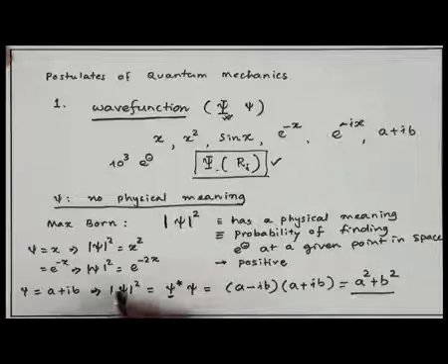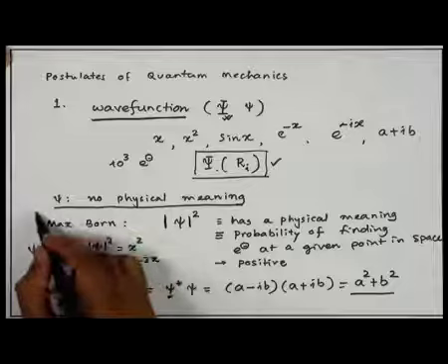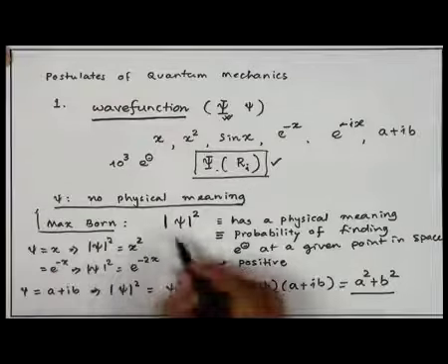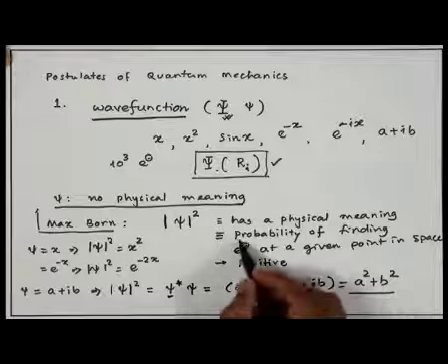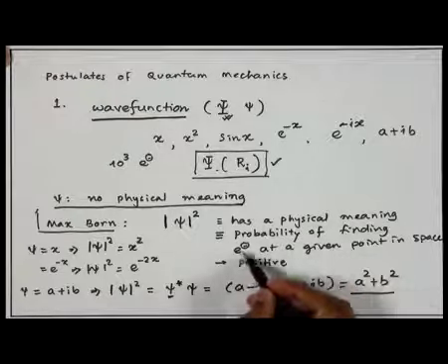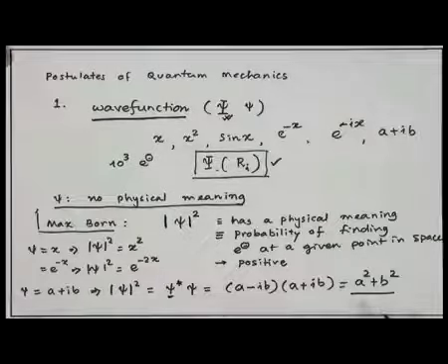Remember, this definition is necessary because Max Born suggested that psi square has a physical meaning, and this physical meaning is that it is the probability of finding an electron at a given point in space. So, since it signifies a probability, it must always be a real number, and it must always carry a positive value.